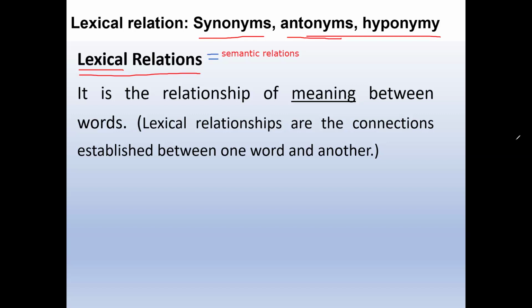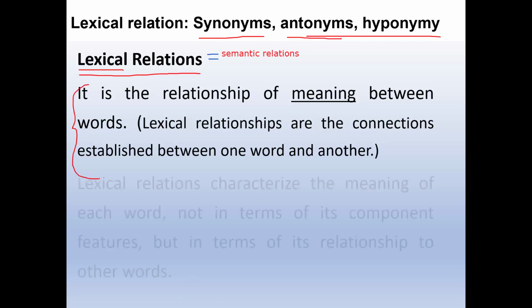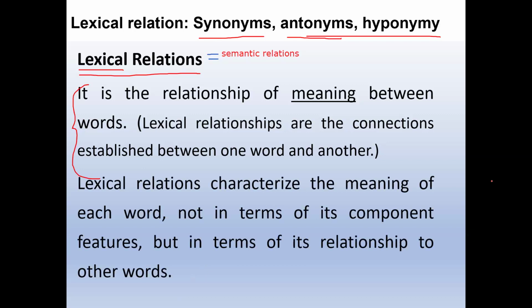So as I have mentioned, it is the relationship of meaning between words, which means lexical relationships are the connections established between one word and another word. What kind of connections can we see between words? That is the basic idea about lexical relations. And they characterize the meaning of each word not in terms of its component features, but in terms of its relationship to other words.